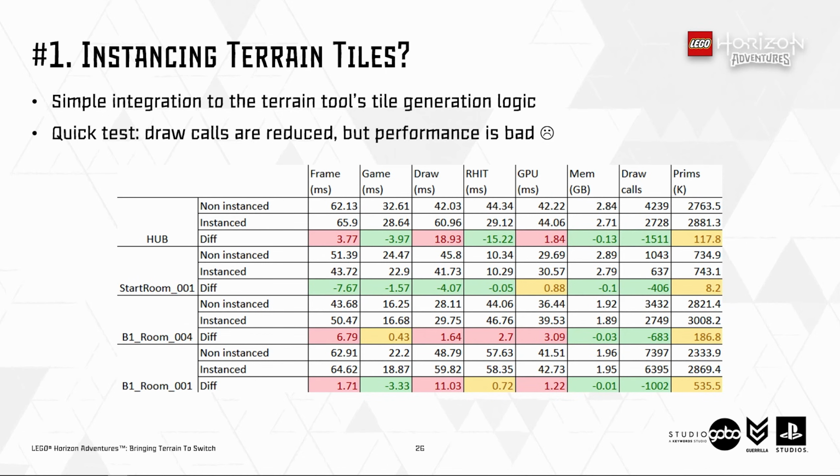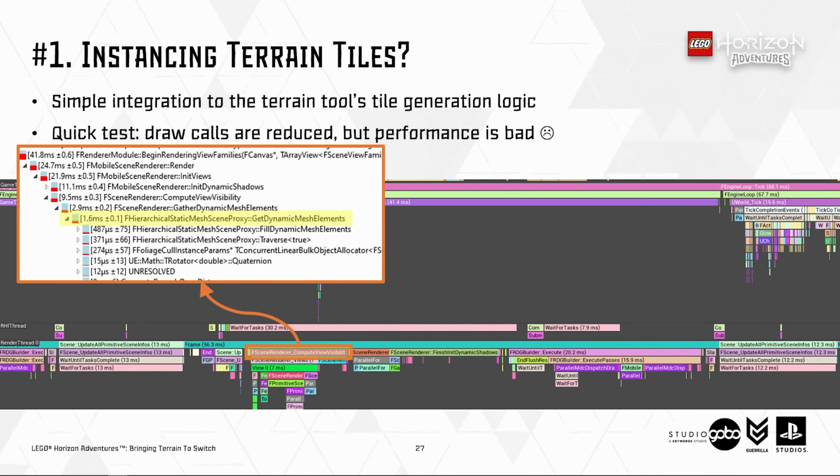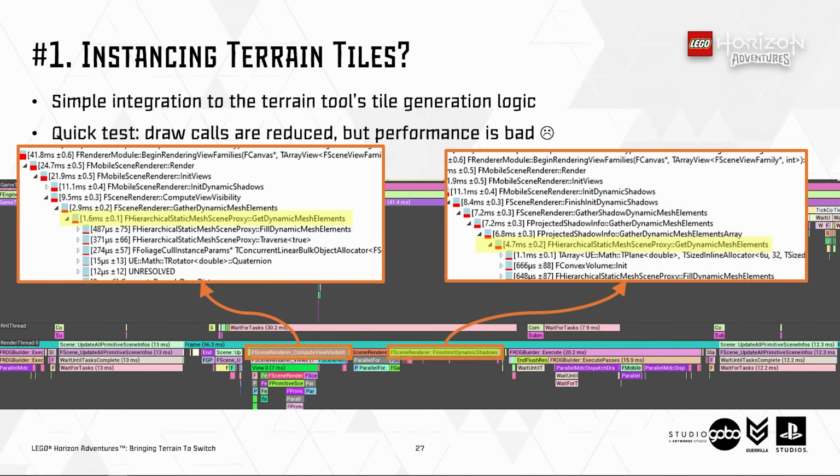The performance is even worse than the non-instanced versions in many cases. With the render thread cost particularly high in some levels, for example, the hub level on the top has a stonking 19 milliseconds increase. So looking a bit more closely, the render thread bottlenecks are mostly caused by HISM, from the view visibility work to the dynamic shadow work. So that is one part of the problem, the CPU side.